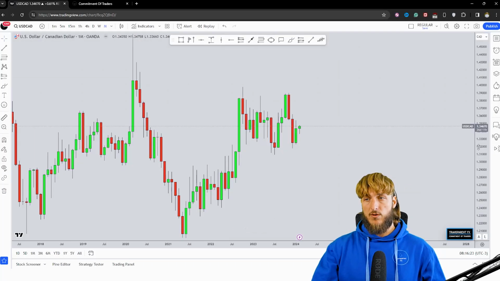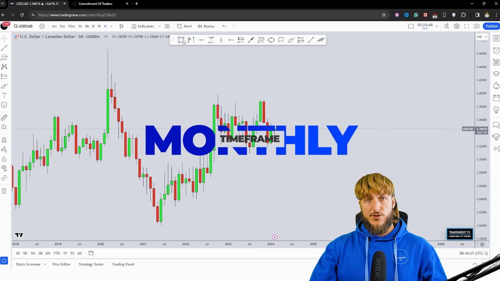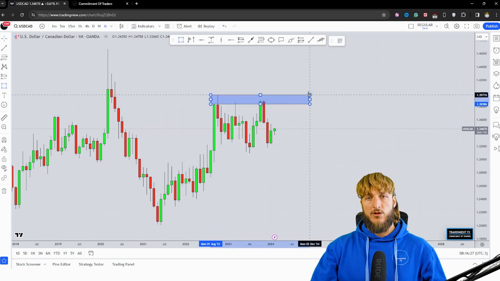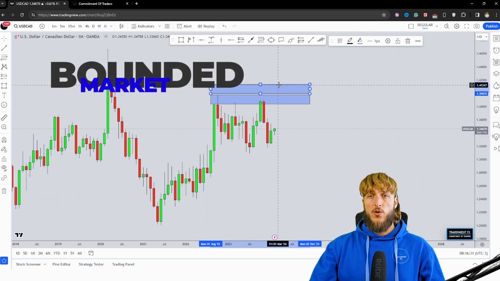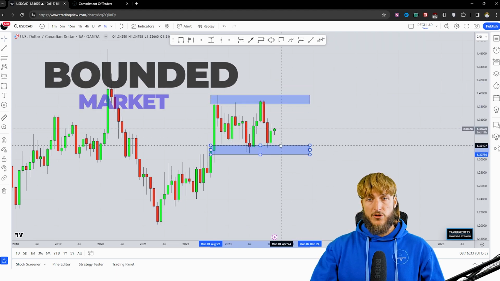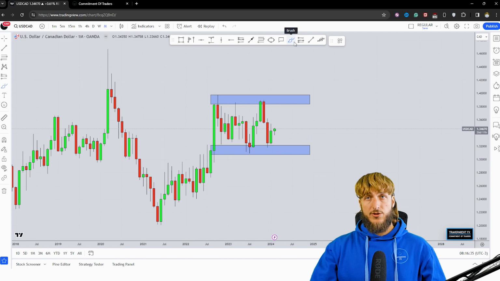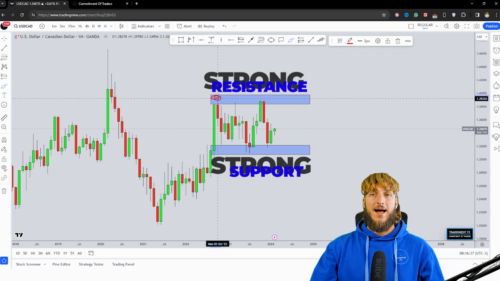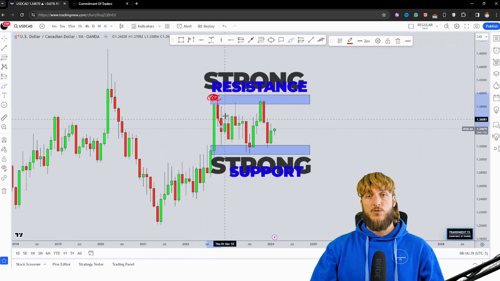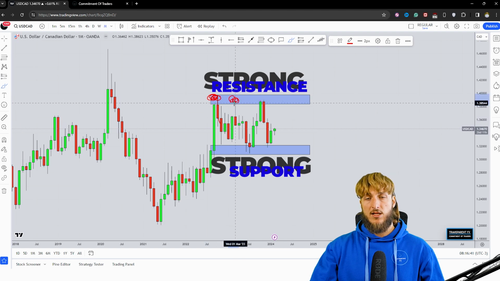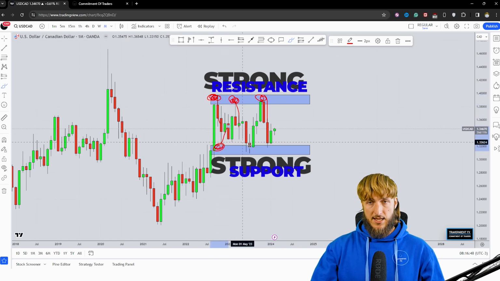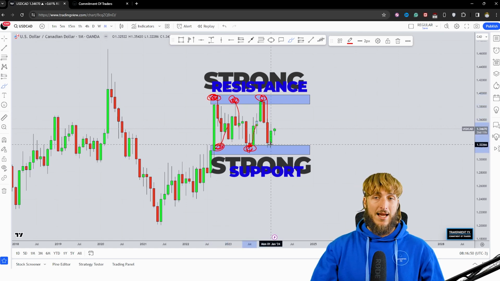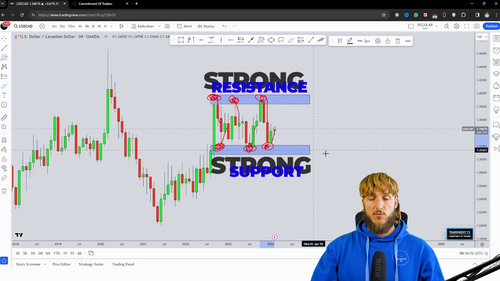Now, starting from the monthly time frame, the first thing that we clearly have to identify here on the monthly is that the market is currently in a range. We have the top of the range here and the bottom of the range here. We can notice, in fact, how the top has been acting as resistance and respected as resistance by the market already on multiple occasions, and at the same time the bottom has been respected as support and is currently acting as support on multiple occasions.